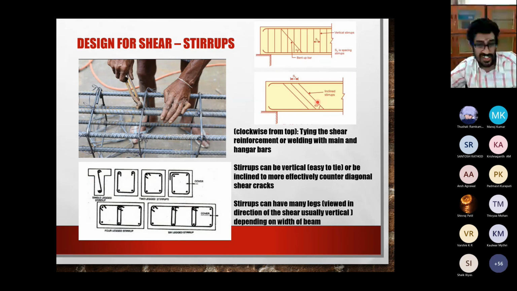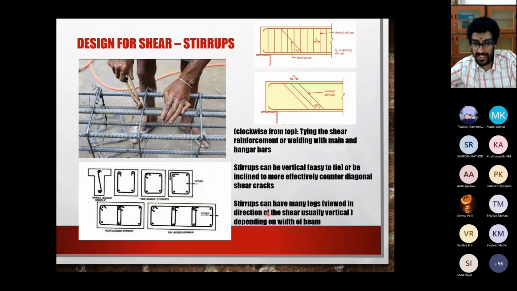What else is 45 degrees? Yeah, the shear crack will be approximately at 45 degrees. So if it proceeds, the stirrup will directly intercept it. So 45 degrees is the easiest, most effective thing to do, but tying and all those things are problematic. So not many people prefer to do this.